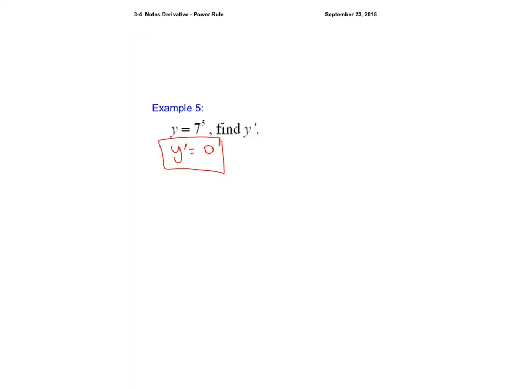This one is a simple one to talk about. We have a constant, 7 to the 5th. You do not apply the power rule here. This is just a number. Since this is just a number, the derivative of a number will always be 0.